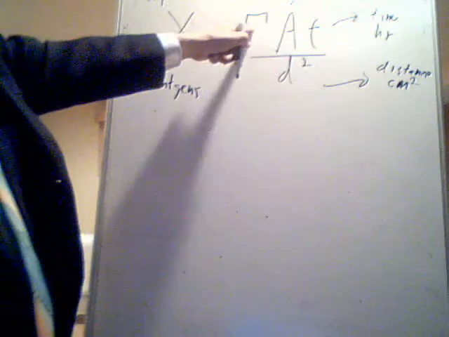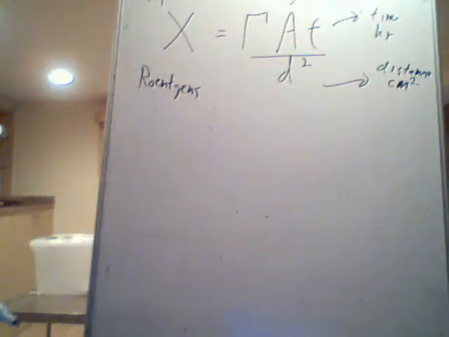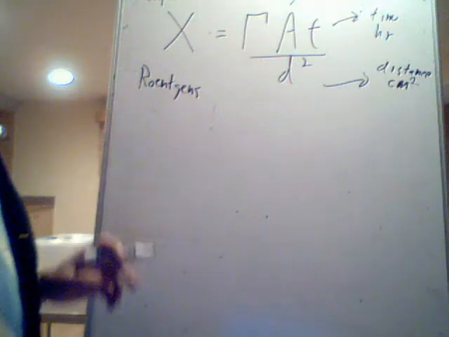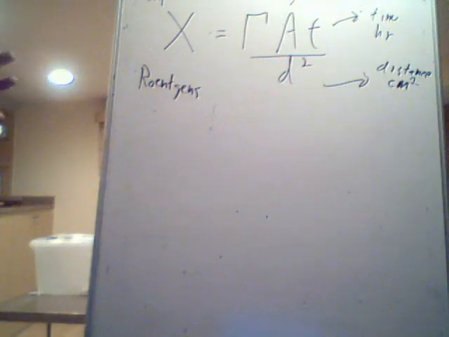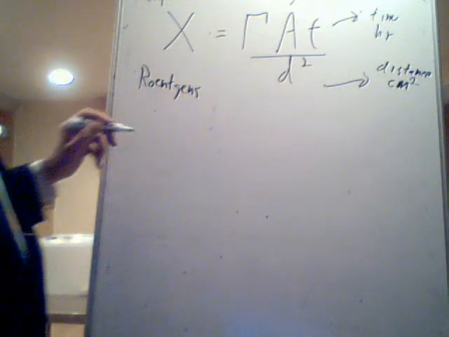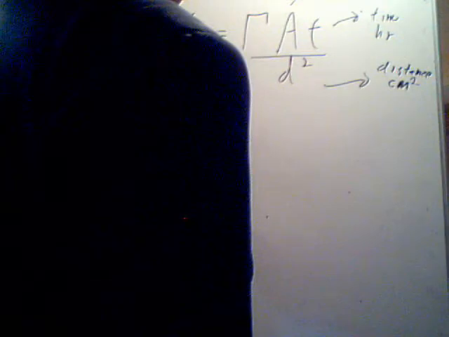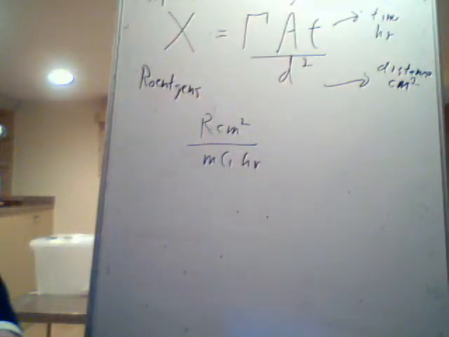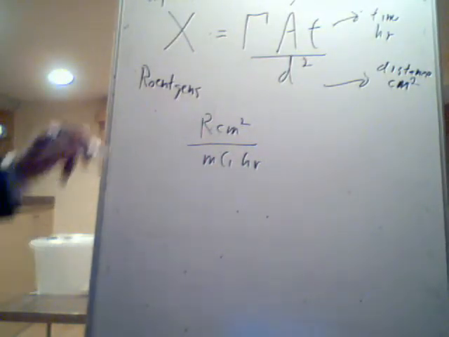Okay. Gamma is actually the exposure rate constant. If we're using the units that I just specified, gamma will have the units of Roentgen centimeters squared, I'm sorry, Roentgen centimeters squared per millicurie hour. So that would be the units for gamma, and that, as I said before, is the exposure rate constant.